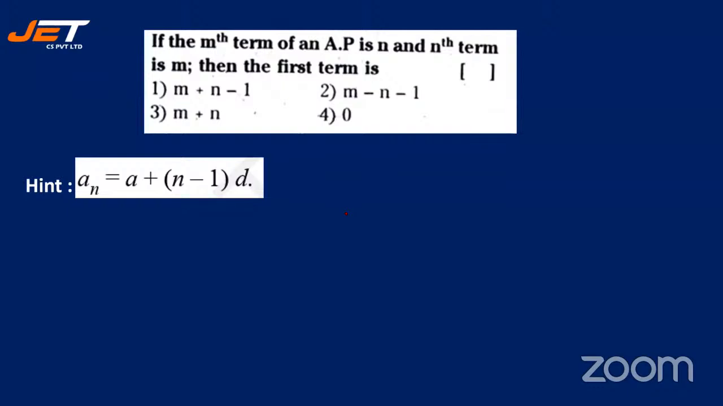If the mth term of an AP is n and the nth term of the AP is m, then find the first term. So for this also the same formula you can use. An is equal to A plus N minus 1 into D. The earlier sum that we did is in the same model. So quickly do it and give me your answers. One minute time is given to you. The chat box is wide open only for you to give me your answer. Work it out and then give me your answers.